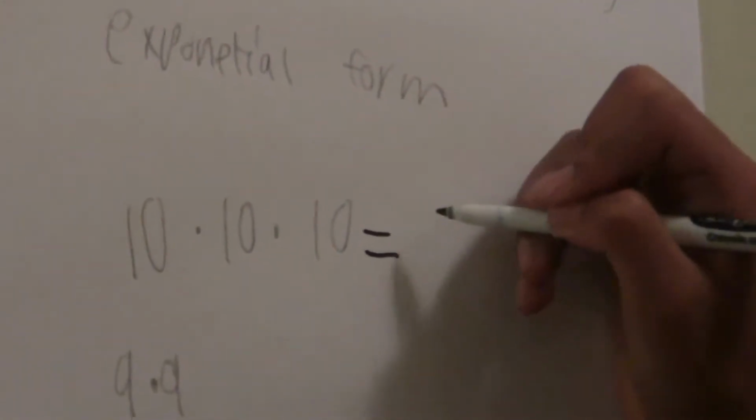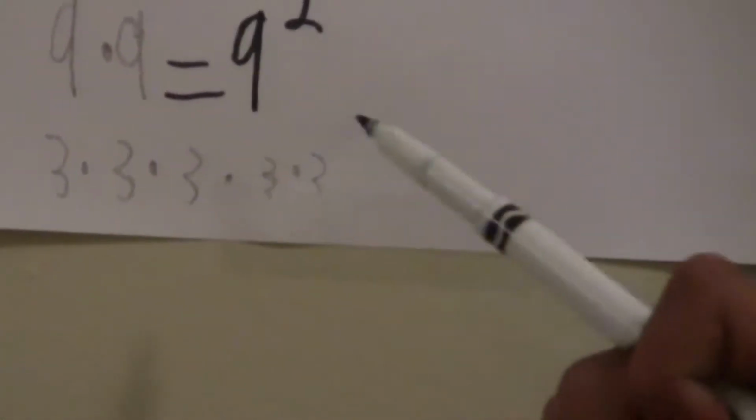Now, in this problem, this is a little different. It says write the product using exponential form. So what that basically means is write this with an exponent. It says 10 times 10 times 10. Since there are 3 10s right here, it would be 10 cubed. And then it says 9 times 9. Since there are 2 9s, 9 squared. Now, 3 times 3 times 3 times 3 times 3. There are 5 threes. 1, 2, 3, 4, 5. So that's 3 to the 5th power.